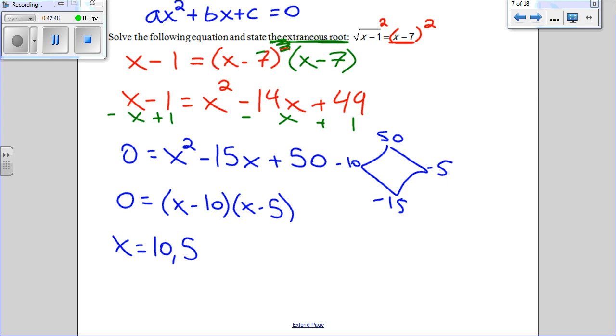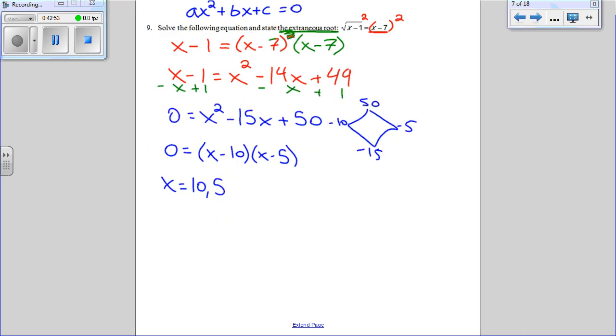The way we test our solutions, you take each answer, 10 first, and you replace it back in the original equation. So the square root of 10 minus 1 should equal 10 minus 7. I took the original question and changed x to be 10. 10 minus 1 is 9, so root 9 has to equal 3, because 10 minus 7 is 3, and that is true. 3 does equal 3. So 10 is a good solution.